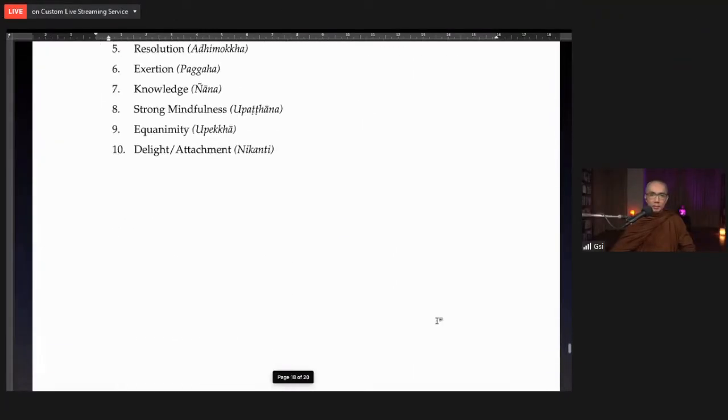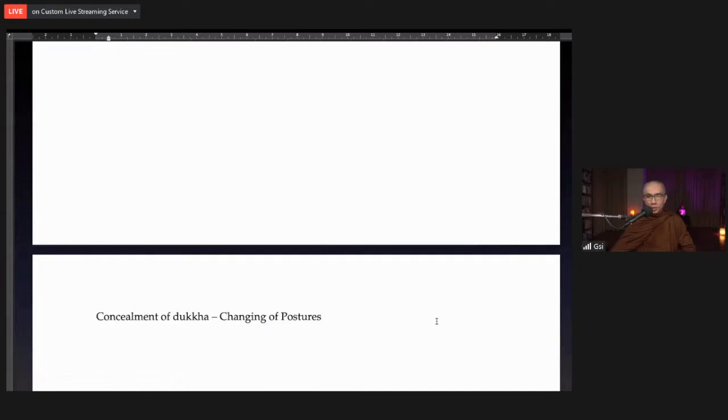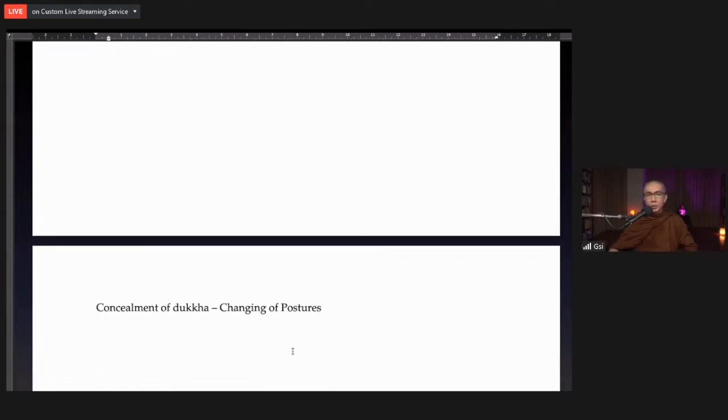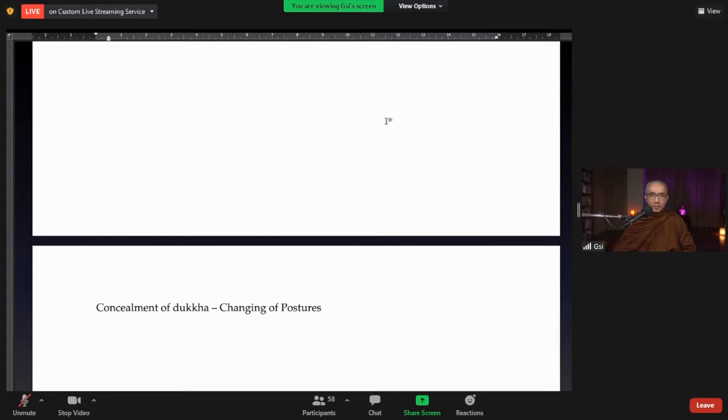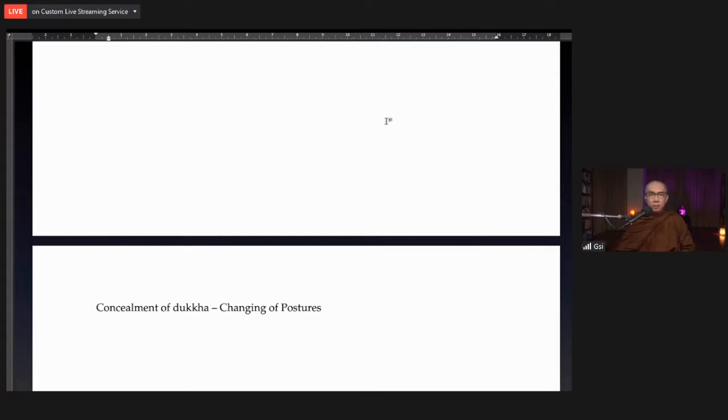it is mentioned that the concealment of dukkha is because we change our postures all the time, or we fidget and so on. We move a little bit, just so as not to see the true nature of dukkha, or we just don't want to go face to face with the dukkha. This is the unpleasant feelings in the various parts of the body or even the mind. So we change these postures in many ways in order to conceal the dukkha.